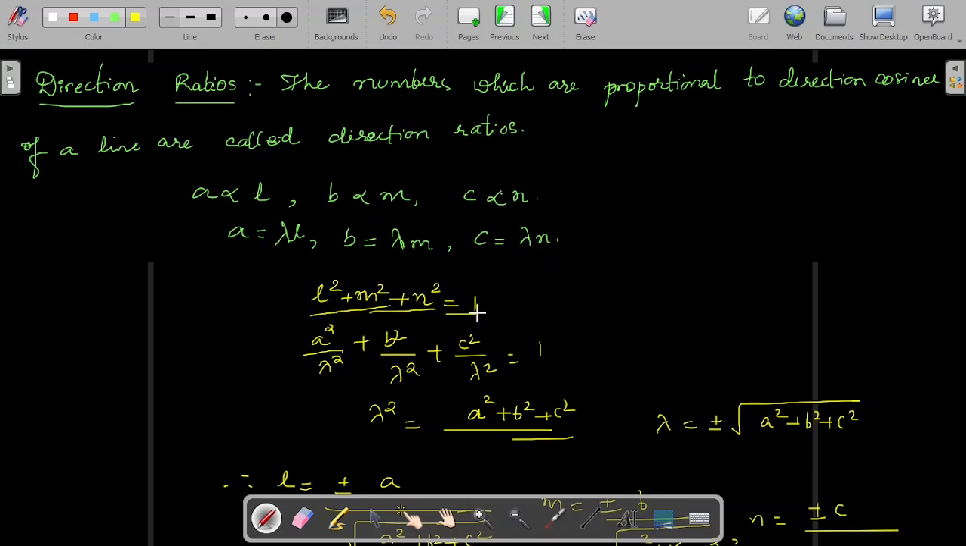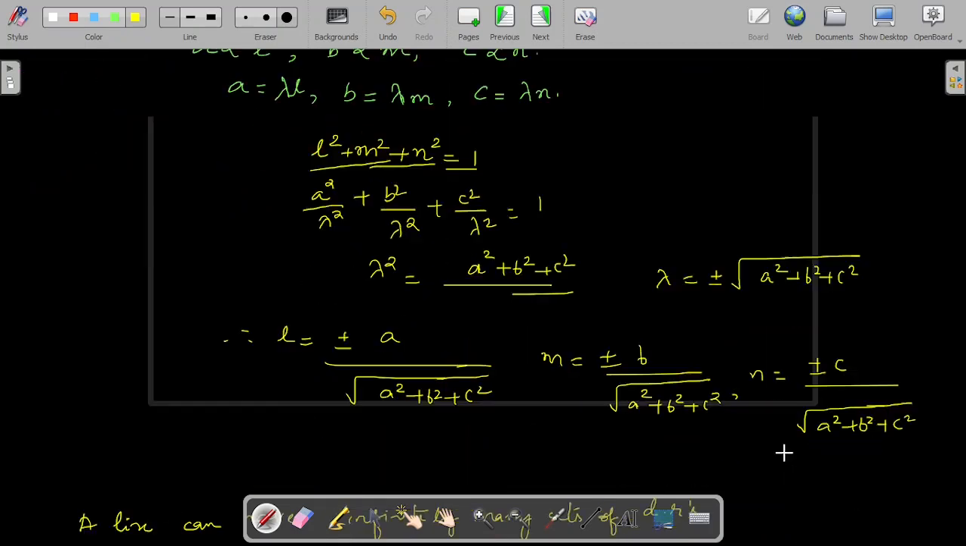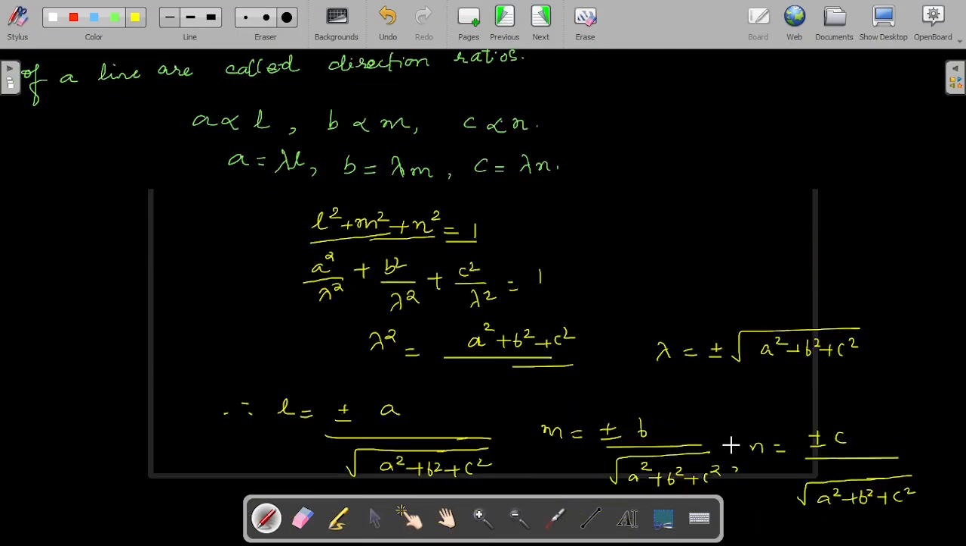Using the relation l square plus m square plus n square equals 1, with l as a by lambda, we get a square by lambda square plus b square by lambda square plus c square by lambda square equal to 1. So lambda square equals a square plus b square plus c square, which gives lambda as plus or minus square root of a square plus b square plus c square. So l equals a by lambda.